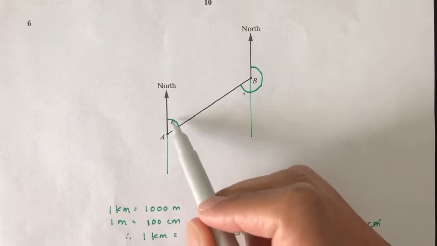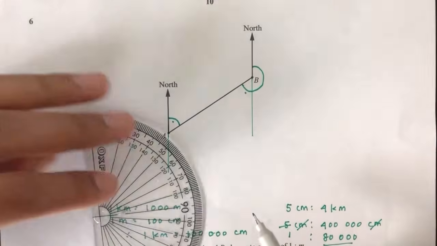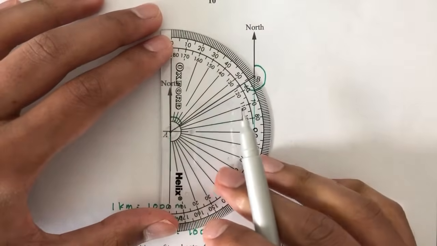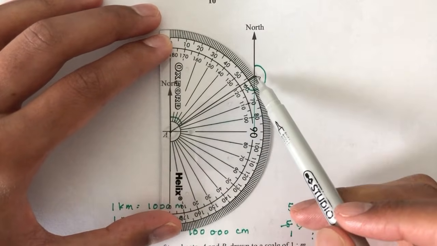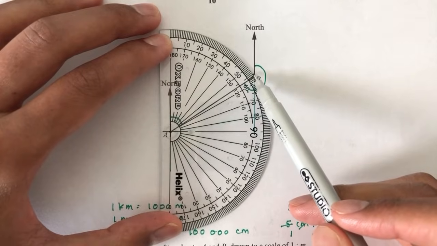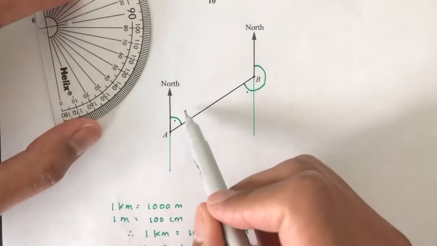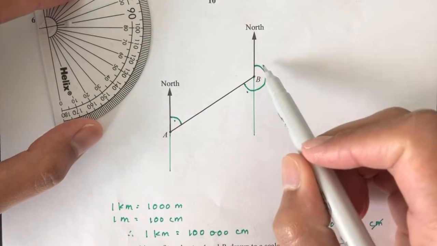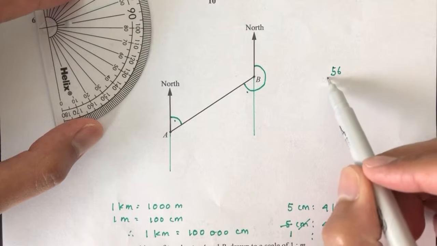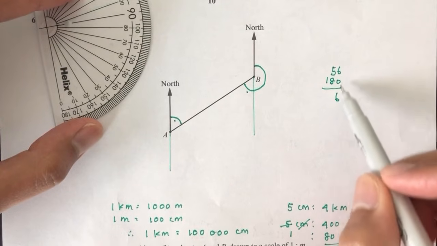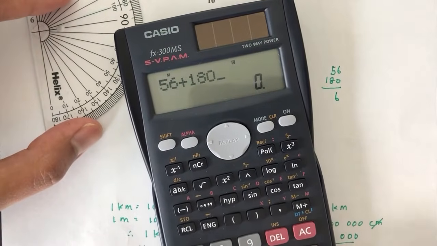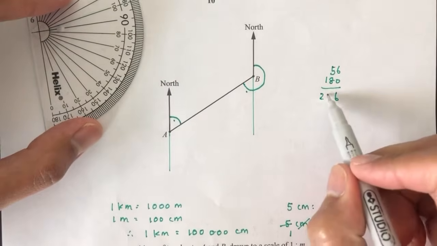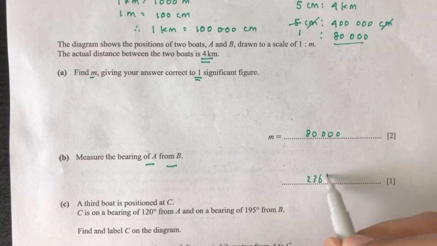So let's find out how much this angle here is. You have to use your protractor. So you go to this point, and the angle that I have here is about 56. I have 56 for this angle, which means this is also 56. So this big angle will be 56 plus 180. Let's use our calculator, because in this paper we can use our calculator. That'll be 236. So your answer for part B will be 236 degrees.